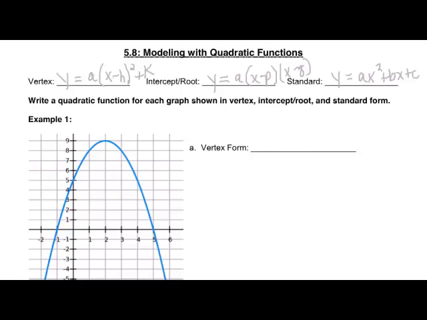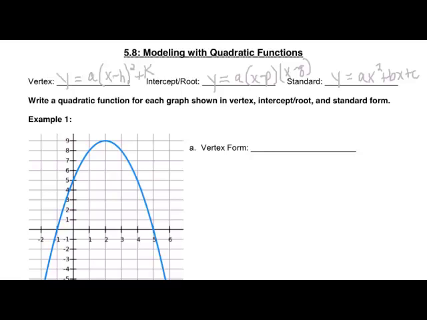As far as standard form, the easiest way to get to standard form is by starting from vertex or intercept or root form and just multiplying it through to get to standard form. So looking at the graph, the easiest way to find standard form is just multiplying those other forms out.